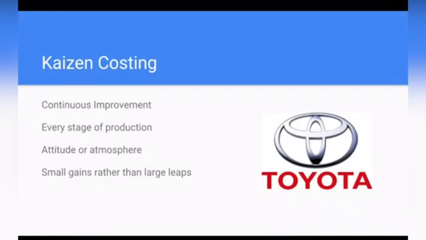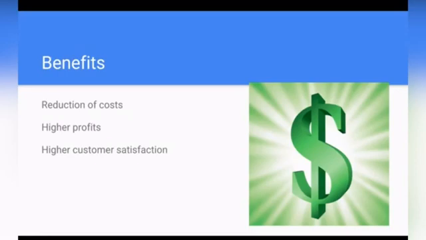So Kaizen Costing is really focused on small gains rather than large leaps. The benefits to these two different types of costing is obviously the reduction of costs, which will lead to higher profits, which will lead to higher customer satisfaction. So while you're trying to improve all the time, you're obviously going to have better products. And if you're doing the target costing, you are going to have a predetermined price and be able to, if you achieve your goals, you'll be able to be very competitive in the marketplace.